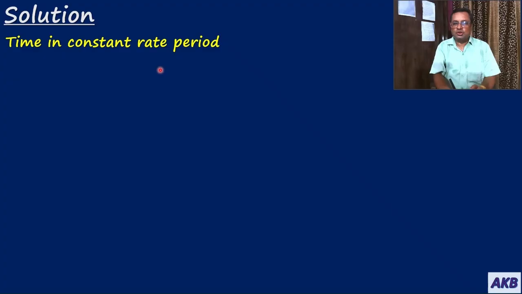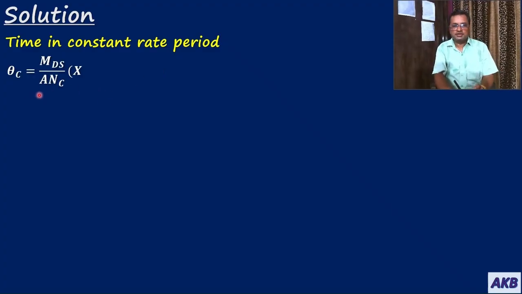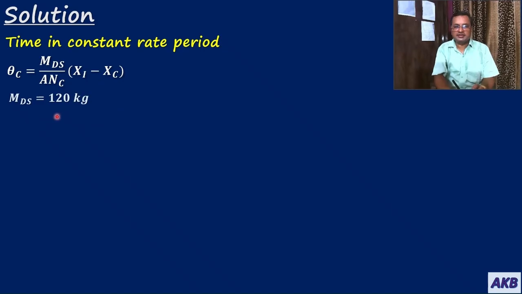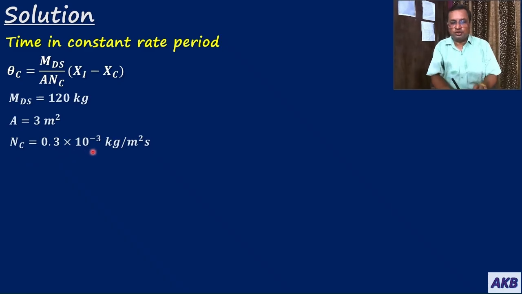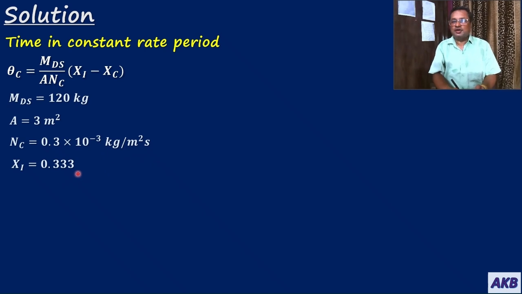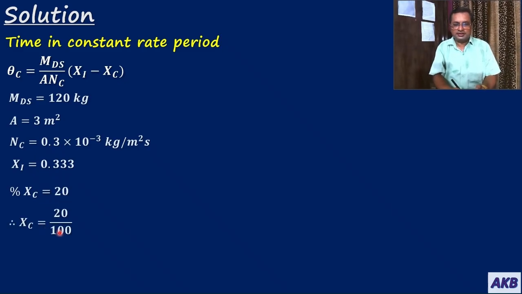Now let us get time in constant rate period, and for that we will use this equation. Theta c is equal to MDS upon A into NC into Xi minus Xc. So in this case MDS is 120 kg. We have found this earlier. Then capital A is 3 meters square, that is also known to us. NC is given to us, it is 0.3 into 10 to the power minus 3 kg per meter square per second. Capital Xi we found out earlier, it is 0.333. Percentage Xc is given to us, 20. So therefore Xc will be 20 divided by 100, that is 0.2.